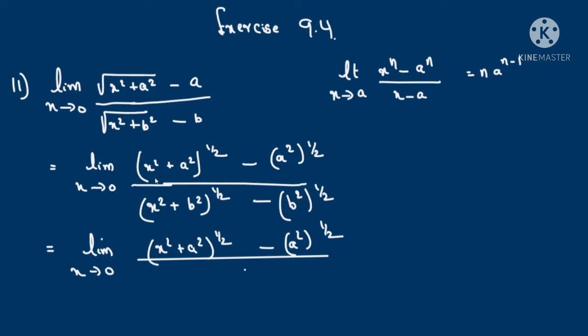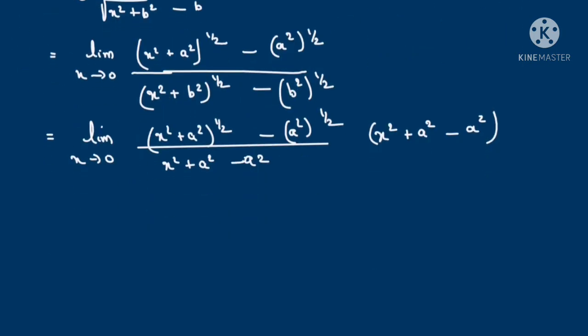Now you should have the same term. See, if it is x power n minus a power n, you should have x minus a. This term x and this a should be there. So that means this term x square plus a square minus a square should be there in the denominator. That is not there. So multiply and divide by this term. So same term you multiply and also divide.